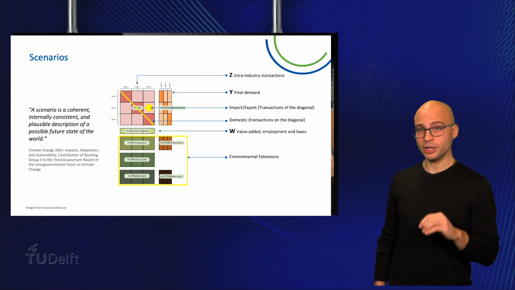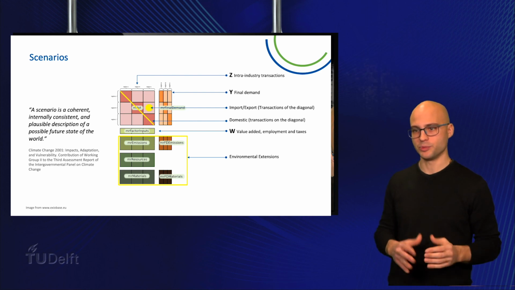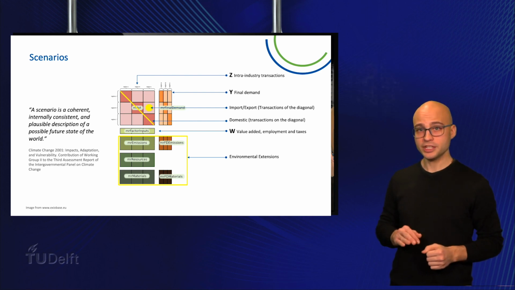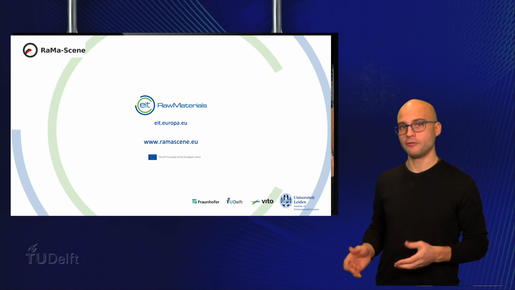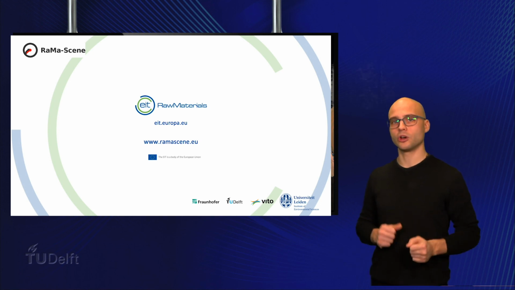These changes will need to be very well motivated, and different scenarios will require different assumptions in the way the system is modified. With this, we conclude this RaMa-Scene macro-level environmental input-output and circular economy tutorial.